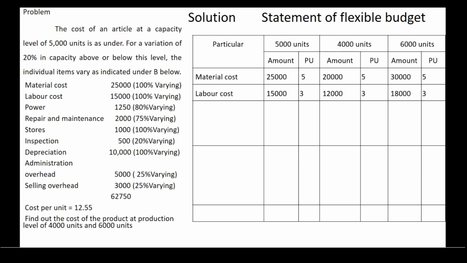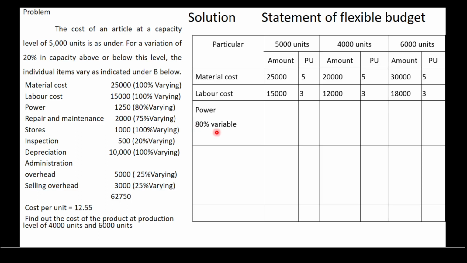And the next expense is the power. For the power, the amount is 1250 rupees. In this 1250 rupees, 80% is varying and the remaining 20% is fixed. Okay, so next we enter under the particulars the power. First, here we take the 80% variable. It means 1250 rupees into 80 divided by 100.